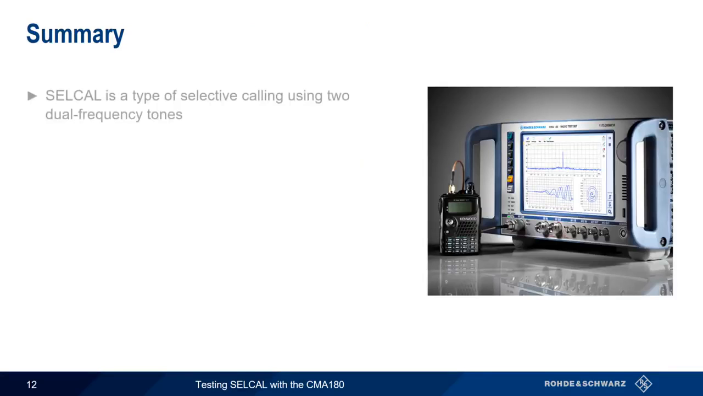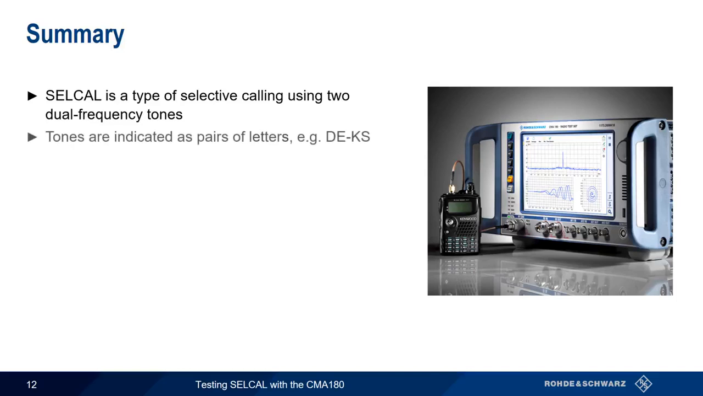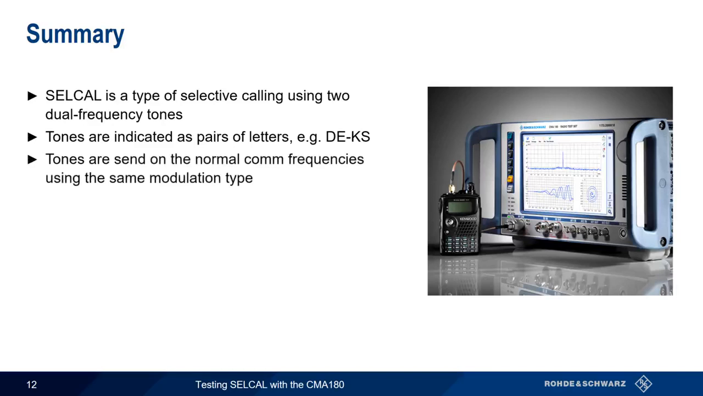So in summary, SELCAL is a type of selective calling used in aviation, and SELCAL alerts called aircraft using a pair of dual frequency tones. These tones are indicated as pairs of letters, with each letter corresponding to an audible tone. Tones are transmitted using the same frequency and modulation type as the communications channel, with AM being used on VHF and upper sideband used on HF.